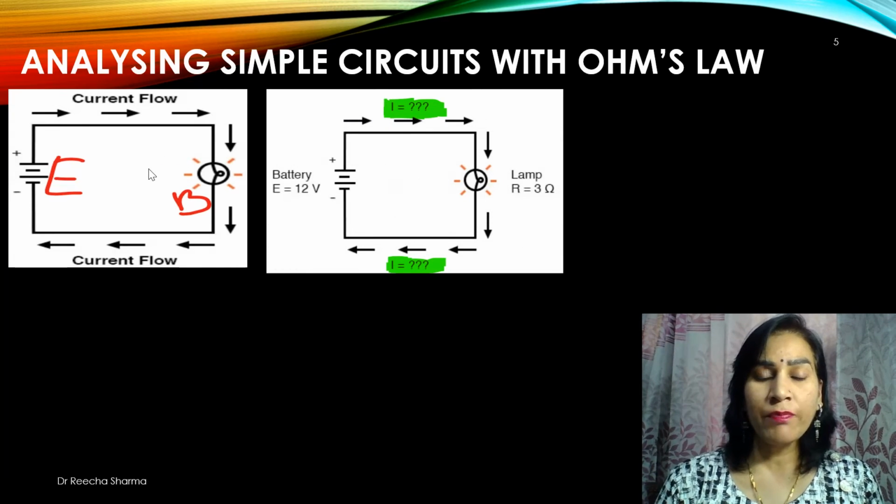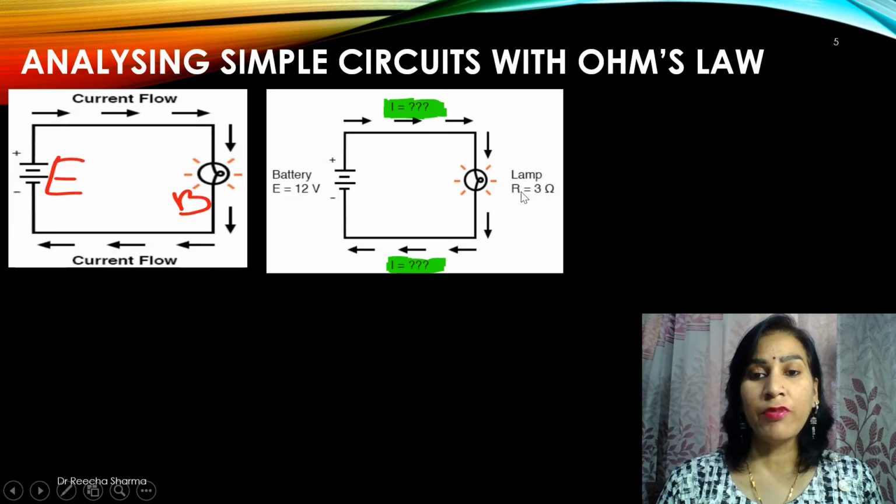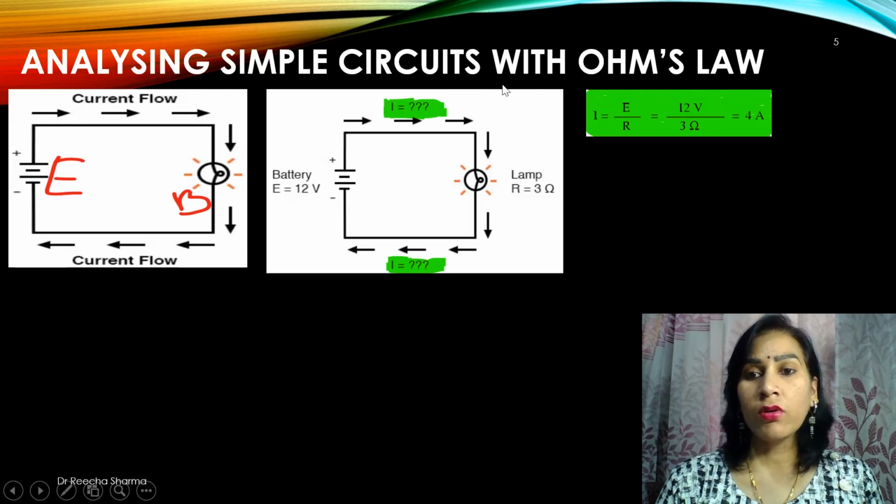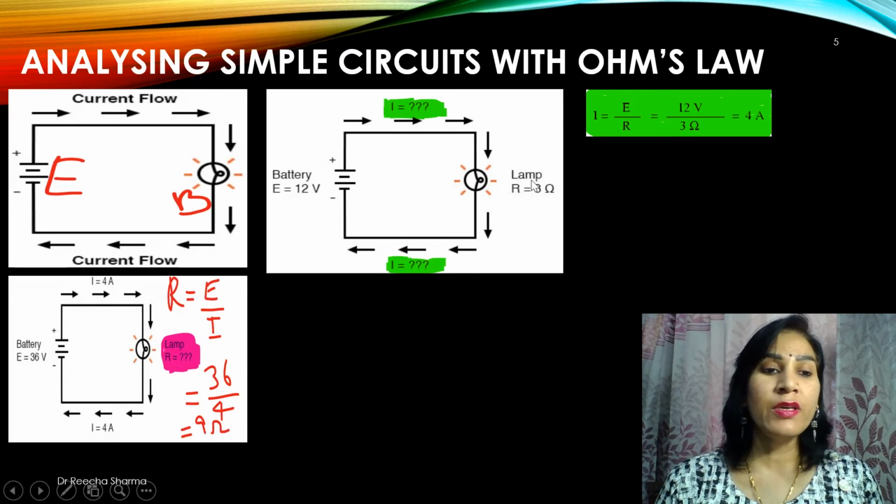In the next diagram, we have a battery of voltage 12 volt. The value of resistance is given, and we want to find the value of current I in the circuit. So, we know that I is equal to E upon R. 12 upon 3 is equal to 4 amperes. So, the current flowing in the circuit is 4 amperes.